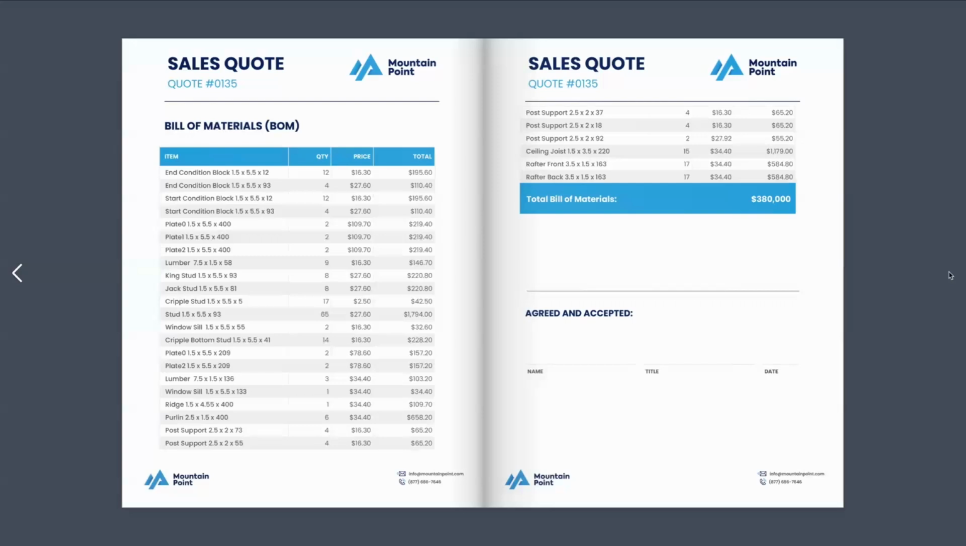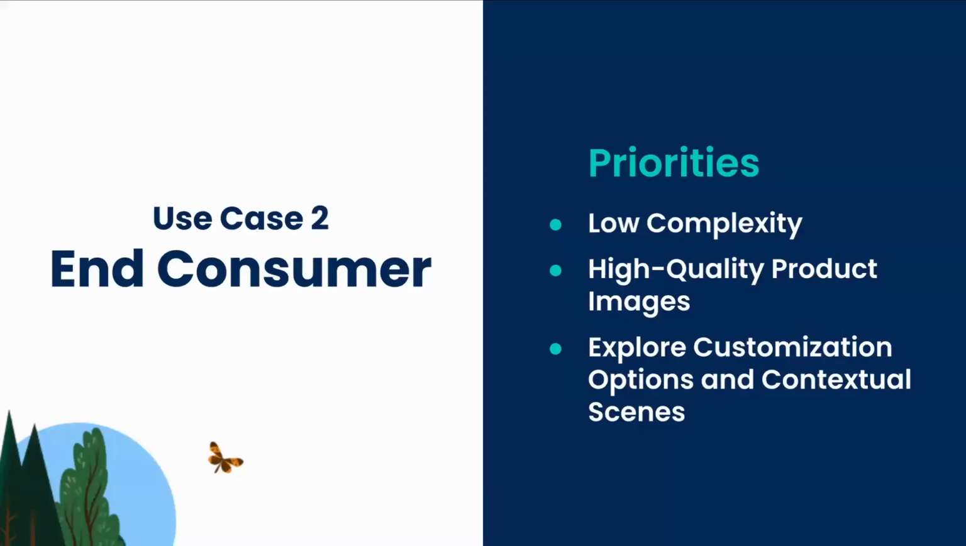All right, great. On to our second use case. We're going to look at the end consumer. So if I'm an end customer, end consumer, my priorities change. My top priority now is low complexity. I really want ease of use. So I want to be able to see the product in high quality images, and I want to be able to easily navigate and explore all the customization options. Preferably see it within different contextual scenes, but just explore, try it before I buy it digitally, essentially.